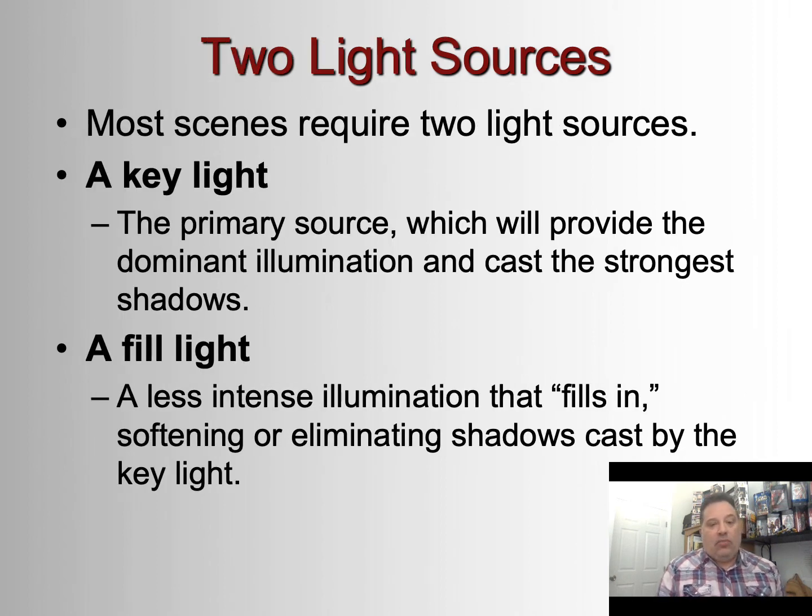And most scenes require two light sources, and you know this if you've shot anything yourself. So a key light is the primary source, and that provides dominant illumination and casts the strongest shadows. But then you'll also have a fill light, and that's a less intense illumination that fills in, softens, or eliminates shadows cast by the key light. So as we looked at in that shot, the combination creates the effect.